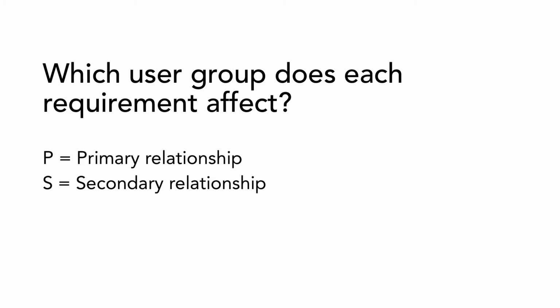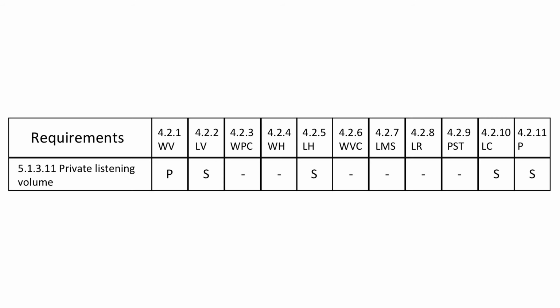P stands for primary relationship. This means that the requirement supports the functional performance statement of this particular user group. S means secondary relationship. This requirement provides partial support for the functional performance statement, because some users in this group may use the feature in specific situations. Now, let's see how this works.